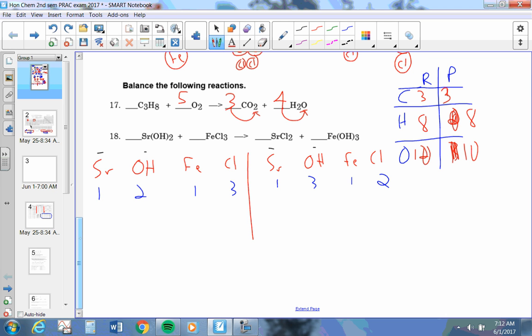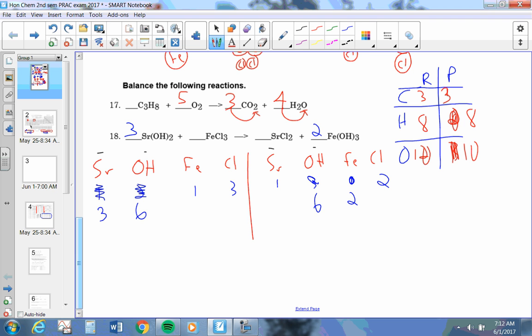Coefficients, I'm looking at my OHs. If I got 2 on the left, but 3 on the right, I'm going to triple this side so that I'll have 6 of these. Realize that also tripled my strontium, so I got 3 of those now. And I'm going for doubling the OHs over here because I had 3, now I have 6 of these, but realize that also doubled my FEs. So I fixed the OHs, but now nothing else matches.